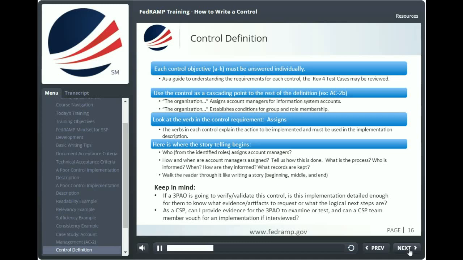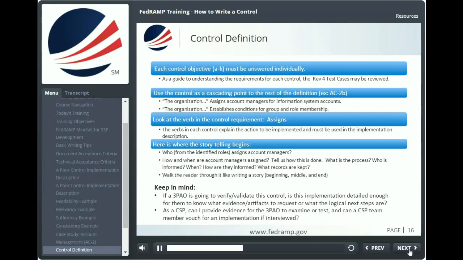Now, keep in mind, 3PAOs use this workbook to test the selected baseline controls per the required test procedures, and they document any control deficiencies and findings they have during testing. So use the control as a cascading point to the rest of the definition. For example here, the organization assigns account managers for information system accounts. The organization establishes conditions for group role and membership.